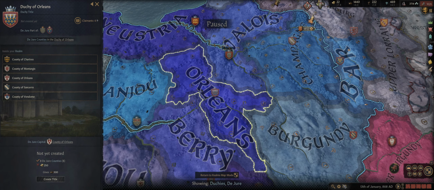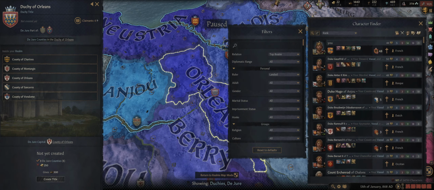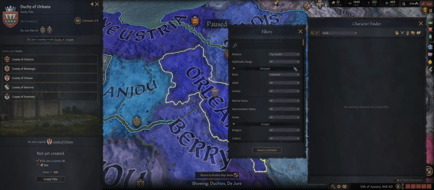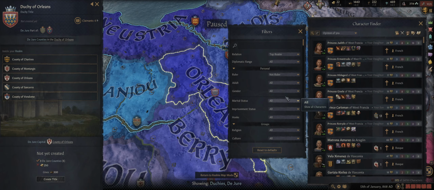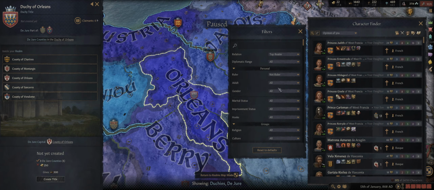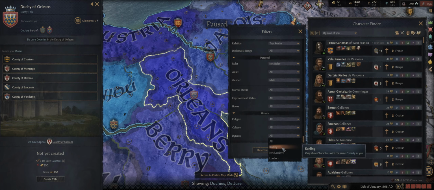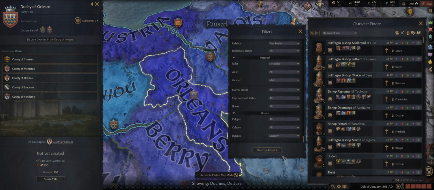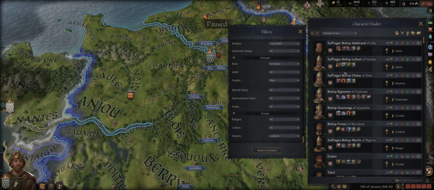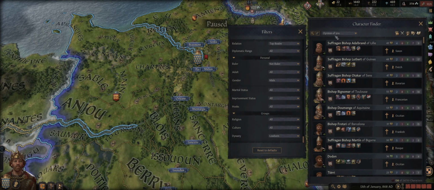If we go to the character finder yet again, we can then find unlanded characters like so. Sort by opinion. Not a ruler. There we are. Okay, we need them to be a man. Alrighty, and preferably not part of a house, so they're not in line to inherit anything. And in theory, we can go ahead and start passing out some of this land.